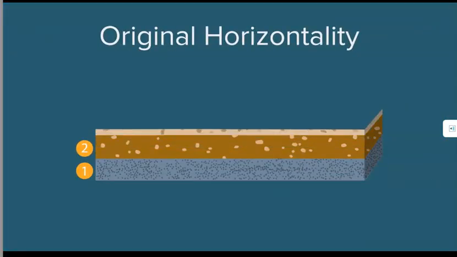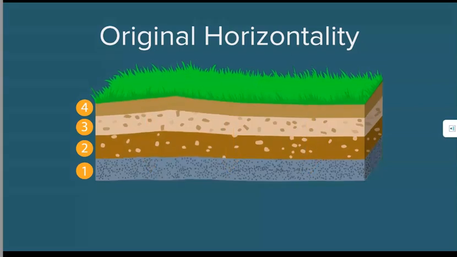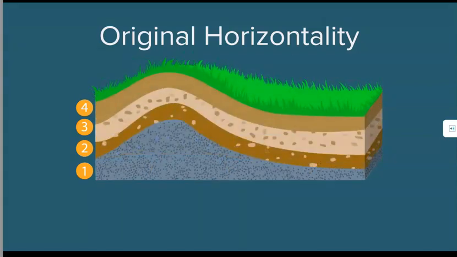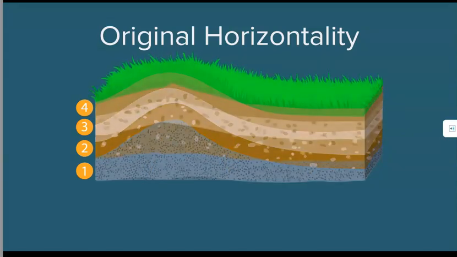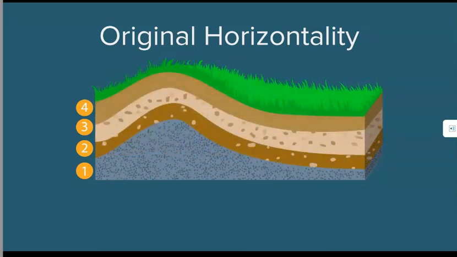Notice how sediment is usually deposited in flat, level layers. This is due to the force of gravity. Over time, layers of rock may fold or tilt. Even though the rock layers are disturbed, you can still assume the layers were originally deposited horizontally.